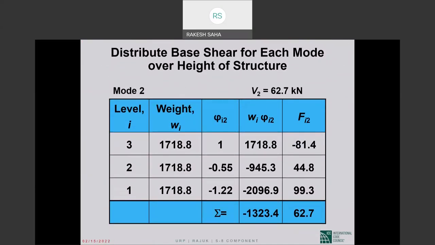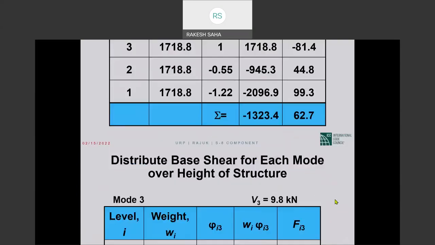The second mode base shear distributed along the height of the structure according to the second mode shape gave us those forces at the three floor levels. Remember, second mode means one zero crossing. So at the first level, the second level, the masses are going in one direction. The third level, the masses are going in the opposite direction. And the sum of the three forces is the second mode base shear of 62.7 kilonewtons.